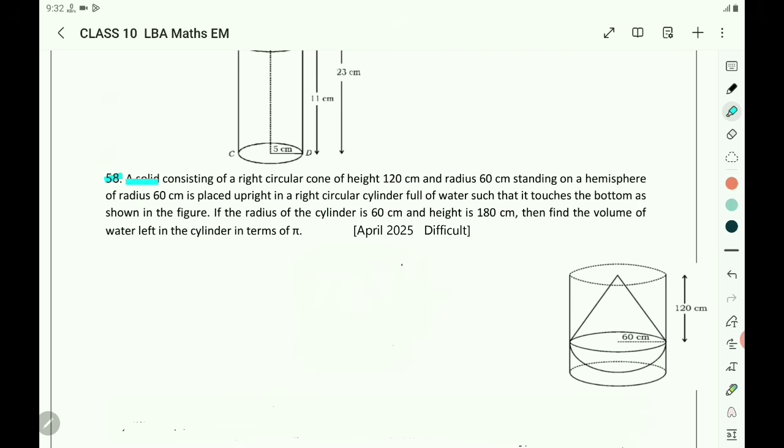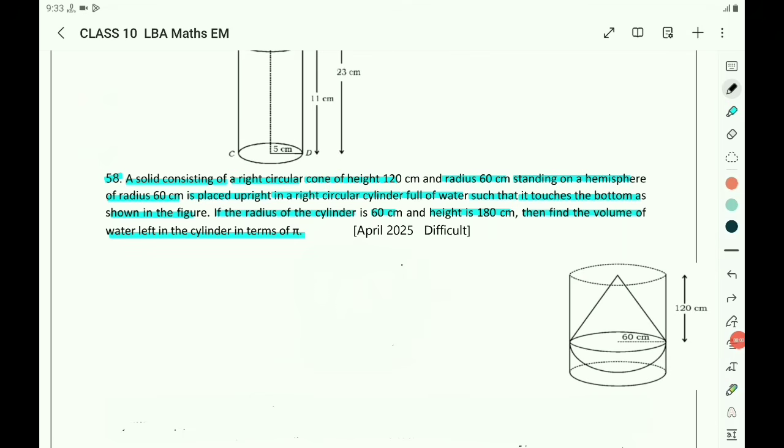Question 58. A solid consisting of a right circular cone of height 120 cm and radius 60 cm standing on a hemisphere of radius 60 cm is placed upright in a right circular cylinder full of water such that it touches the bottom as shown in the figure. If the radius of the cylinder is 60 cm and height is 180 cm, then find the volume of the water left in the cylinder in terms of pi.